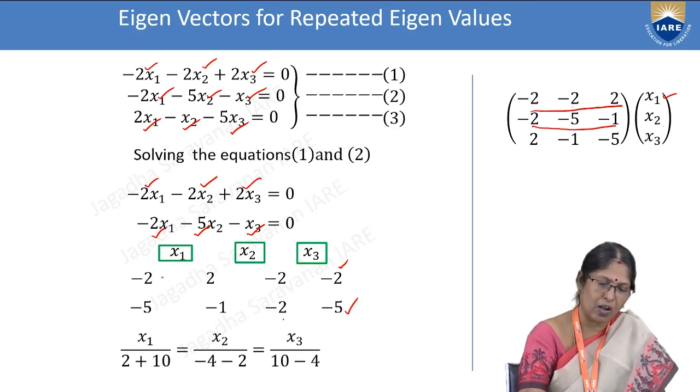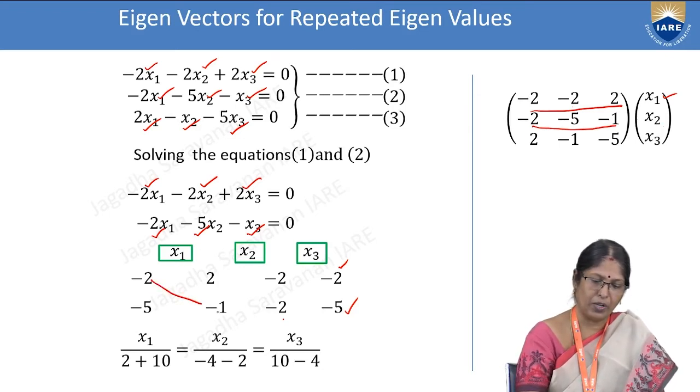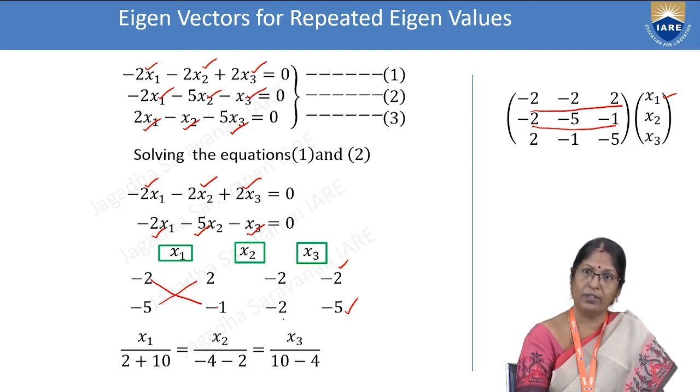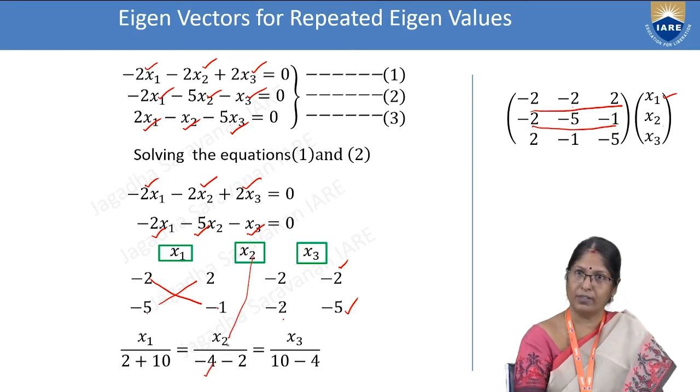How are we doing it? For x1, cross multiplication: minus 2 into minus 2. The formula minus is there, so we have to be very careful with cross multiplication. Multiplying minus 5 into 2 gives minus 10, but the formula minus is there, so it becomes plus 10. Next, x2: 2 into minus 2, minus 4. Minus 1 into minus 2 is 2. These minuses are from our given problem. The formula minus is there, so minus 2.